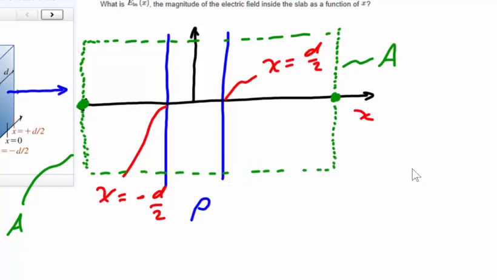Nothing in this problem indicates that the electric field along those last two green dotted lines should be the same as the electric field on the first two green lines. Nothing at all assures that the electric field is of the same strength. However, we have a trick.